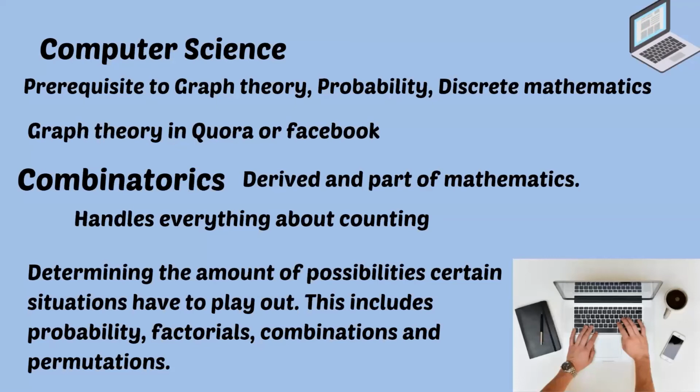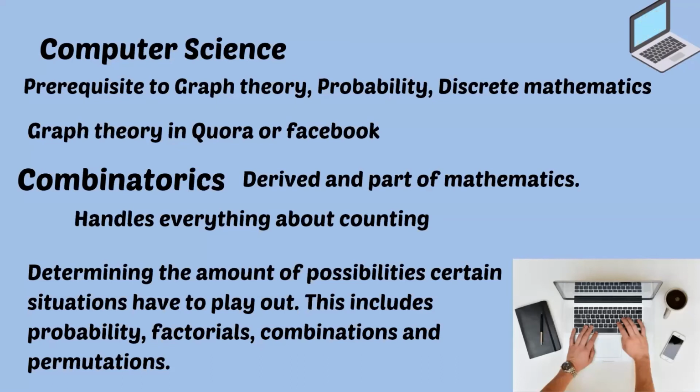Now let's move on to the most interesting part. It is combinatorics. We can call this the one which deals with counting. Everything that is related to counting is in combinatorics. It's a derived part of mathematics. So we'll be having permutations, factorials, combinations, probability, everything under the branch. Everything that deals with counting comes under this branch of mathematics.